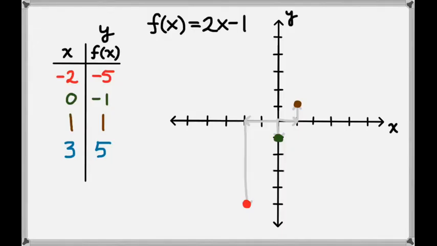Finally, we'll graph 3, 5. So 3 means we go to the right by 3, and 5 means we go up 5. And so that's the point 3, 5. Now, notice that all 4 of these points lie in a nice straight line. Well, that's because f of x is actually the equation of a line. f of x equals 2x minus 1 is a line. And we'll talk more about the equations of lines and how to graph those later.